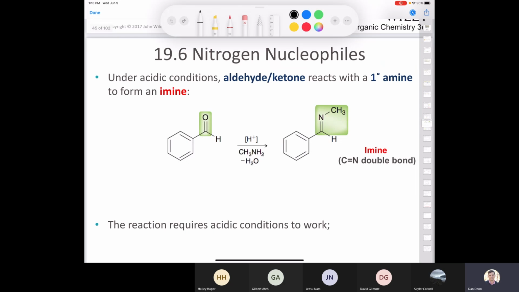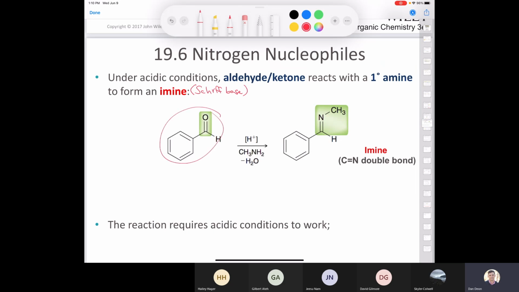Well, it says here that under acidic conditions, an aldehyde or a ketone can react with a primary amine to form a new functional group. It's called an imine, and sometimes we refer to an imine as a Schiff base. It's named after somebody named Schiff, you can imagine. So sometimes we call an imine a Schiff base. So you see what's happening here.